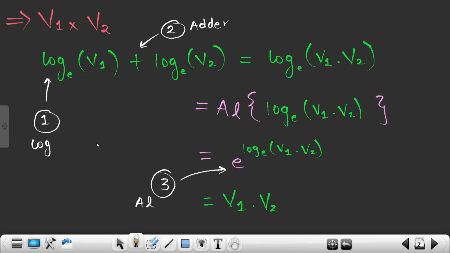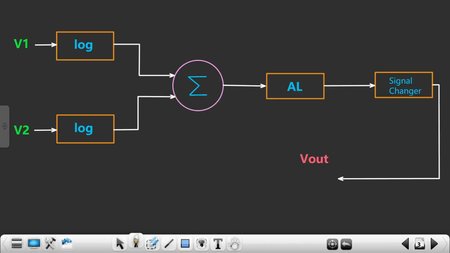So these are the three major important blocks if you want to design or implement a multiplier with the help of an operational amplifier. So let's proceed further and let's see how exactly we can do so. You see over here we have this particular input, that is V1, right? It is fed to the logarithmic block. Similarly V2 is fed to the logarithmic block.